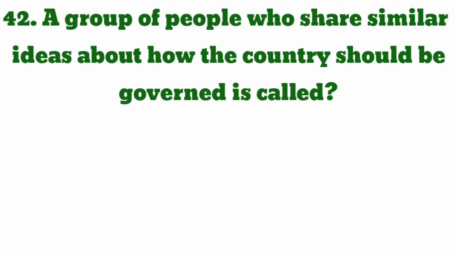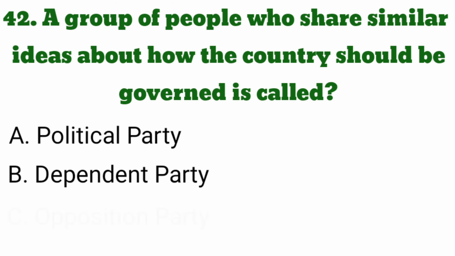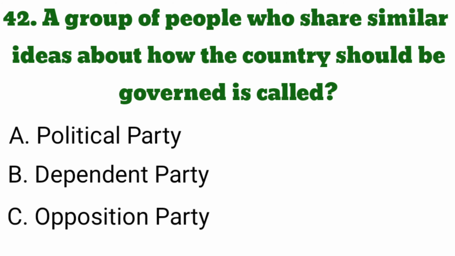Number 42. A group of people who share similar ideas about how the country should be governed is called letter A, political party, letter B, dependent party, letter C, opposition party. The answer is letter A, political party.